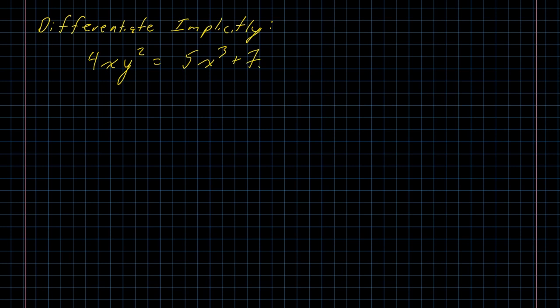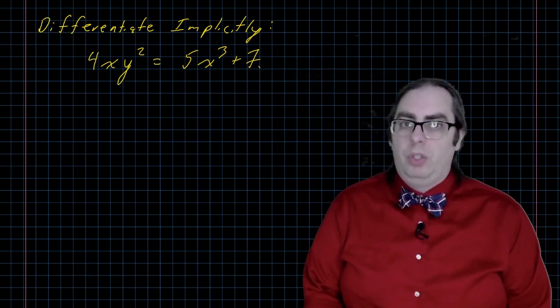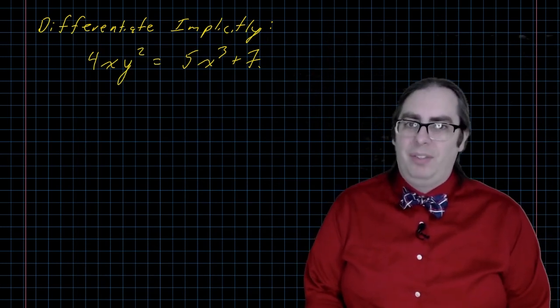I would like you to differentiate implicitly the equation 4xy squared is equal to 5x cubed plus 7. All right, take a couple of minutes, see what you can do with that one, and I'll see you in the next video.